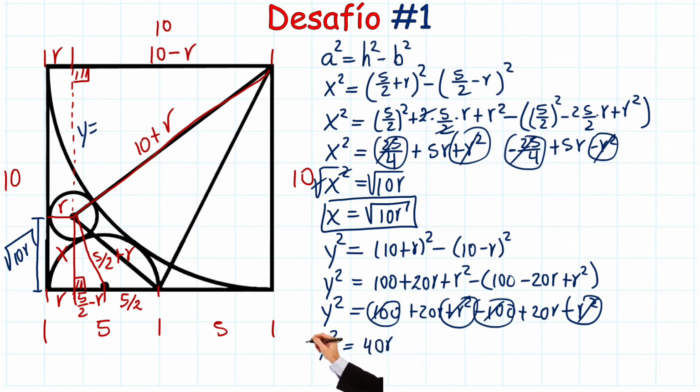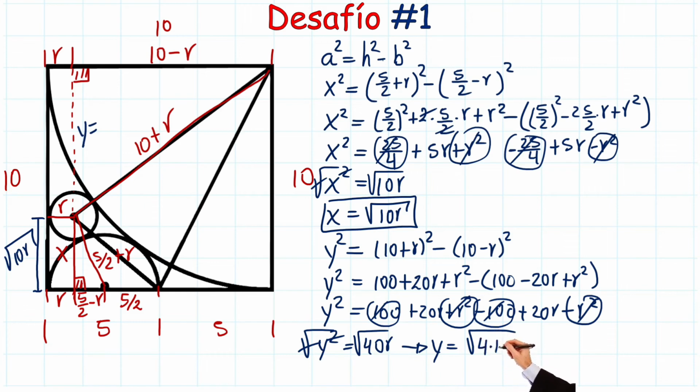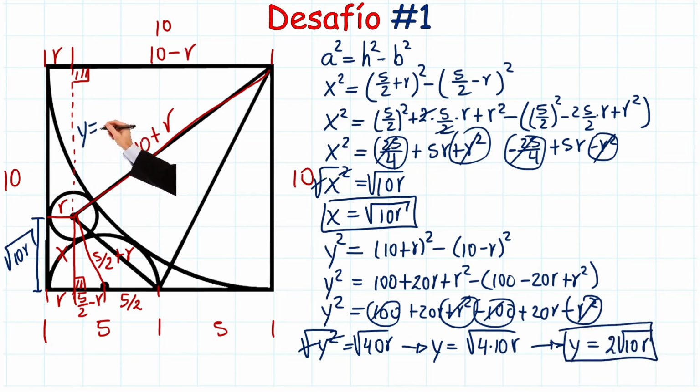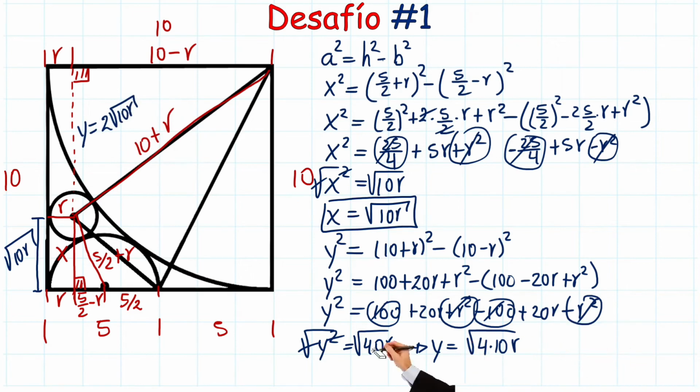Be careful. We apply the square root to both sides of the equation, simplify the index with the exponent, and we get that y equals the square root of 40r. But for 40 we can write 4 times 10, and all this times r. We take the square root of 4, which is 2. So we finally get that y equals 2 times the square root of 10r. Fantastic, we have what we needed here: 2 square root of 10r. We're going to erase this so we can continue, alright?